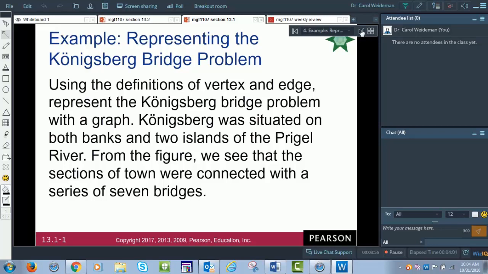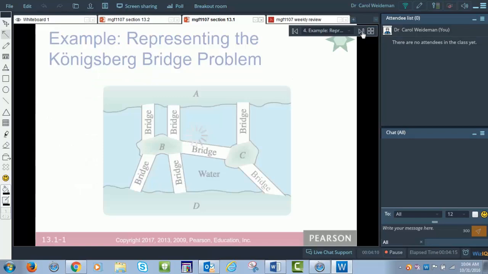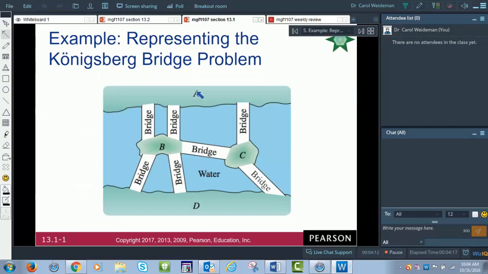In your textbook, they talk about the Königsberg Bridge problem. That's a pretty historical problem in graph theory. This city was situated on two banks and two islands of the Pregel River. From the figure, we can see that the sections of the town were connected by a series of seven bridges. And here's a picture of it here.